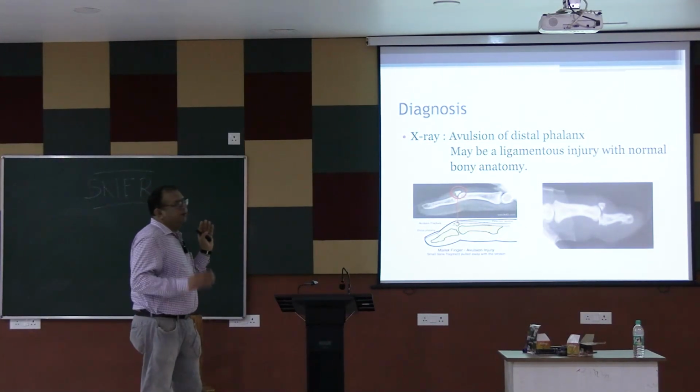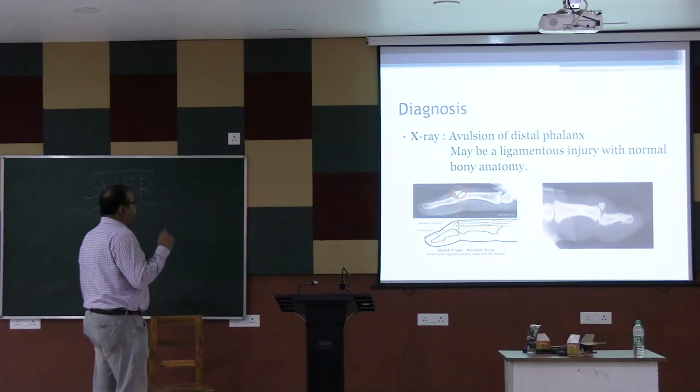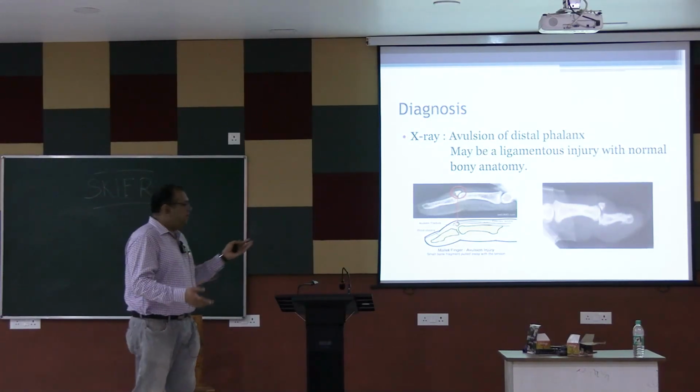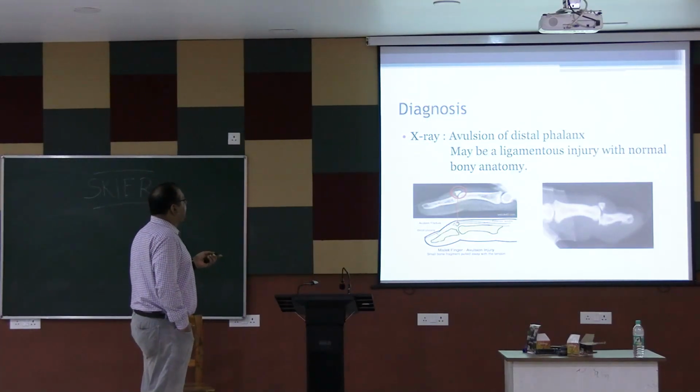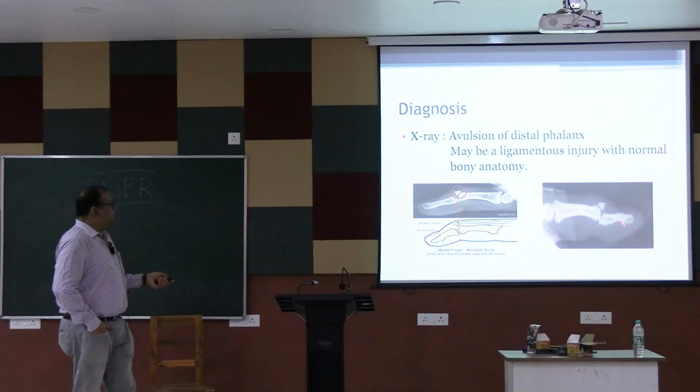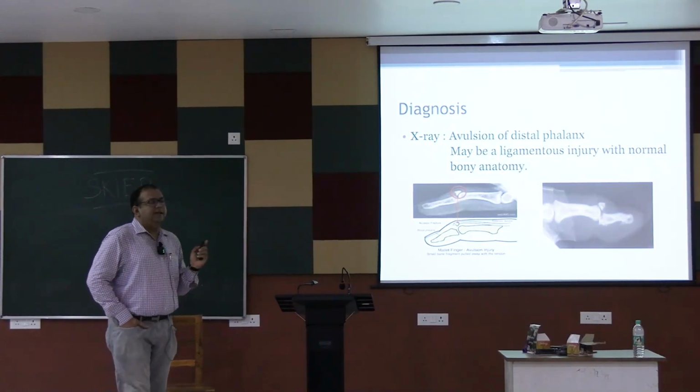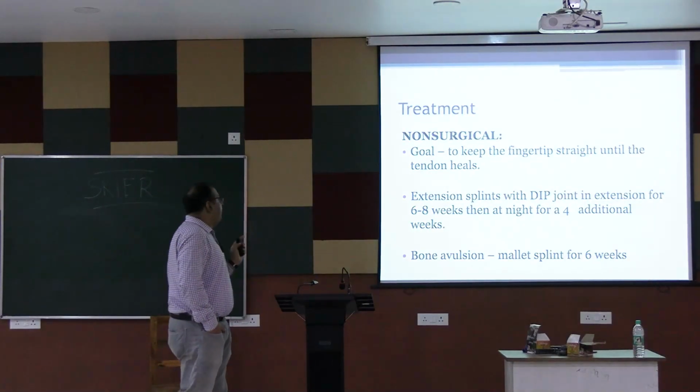Diagnosis is, first of all, you get an X-ray done. So X-ray of this part, basically it's a lateral view. Lateral view gives you the best picture. An avulsion fracture of the distal phalanx may be present. Like so. This will be the picture that you get. And you have to know that this needs to be managed operatively.